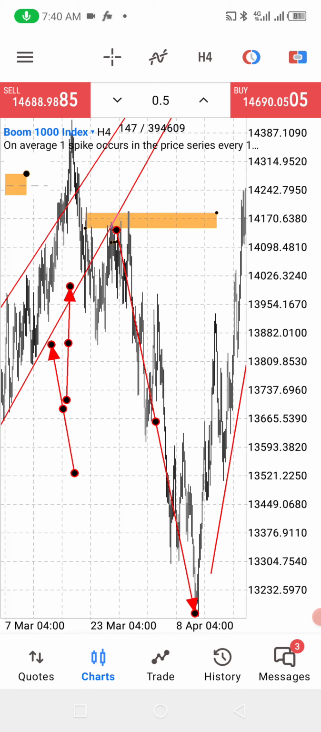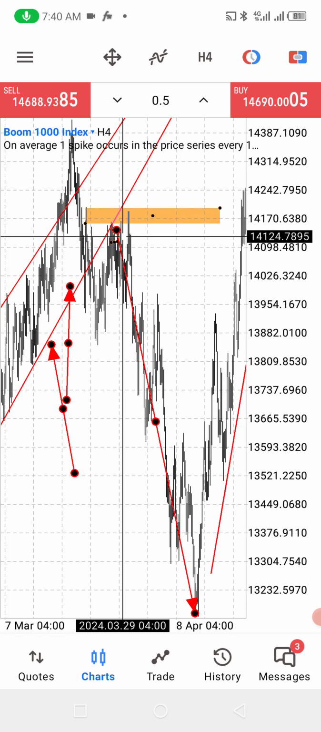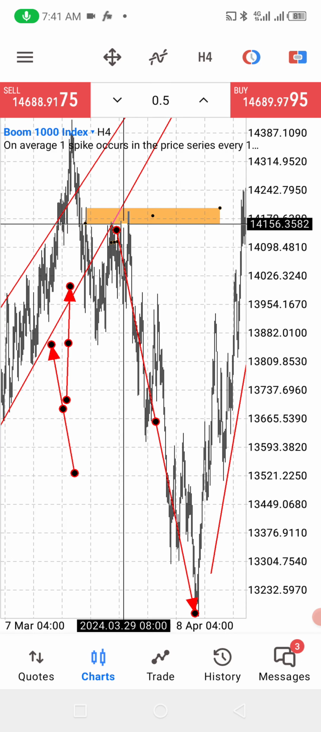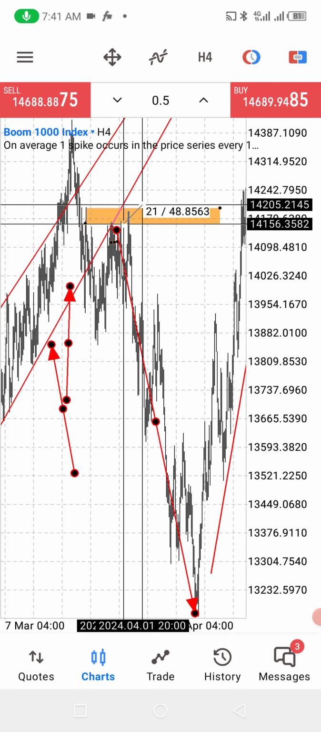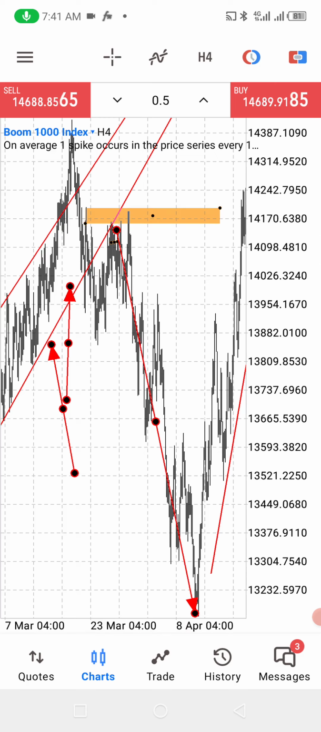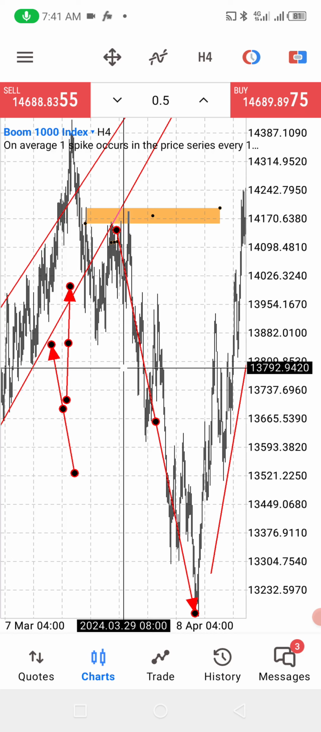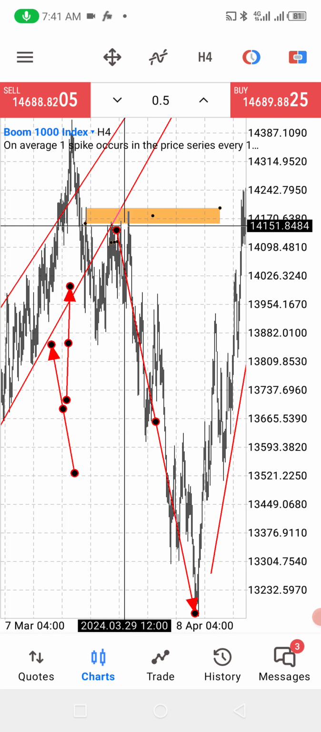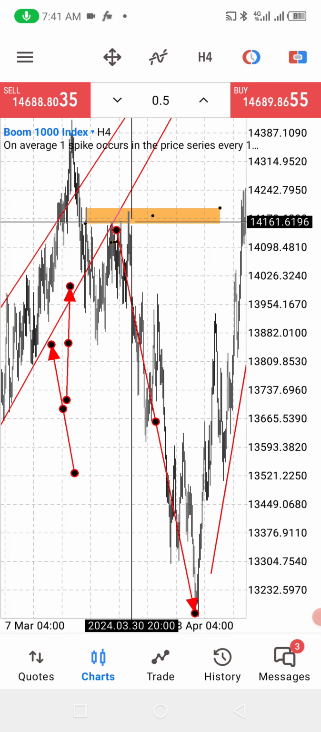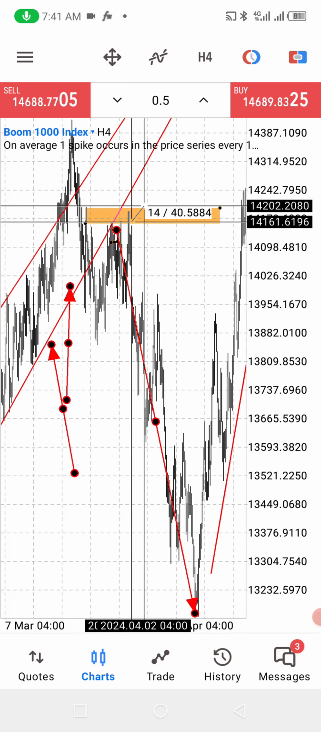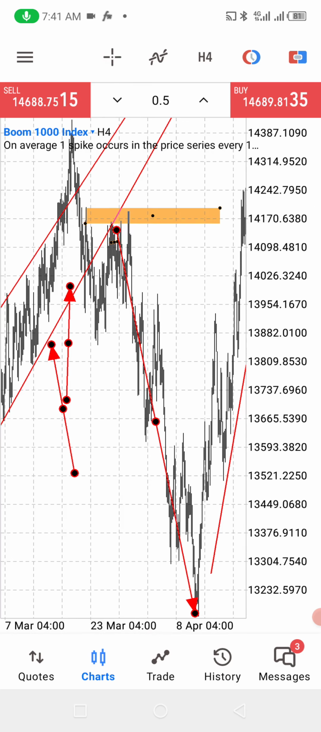That's why you have to mark your resistance very well. Make sure you put your stop loss above that resistance so that the market will not come and take you out. If possible, get your stop loss at H4. Use H4 to calculate your stop loss. Just put your stop loss above the resistance and then enter after break of structure in the 15 minutes time frame. Put your stop loss above the resistance.